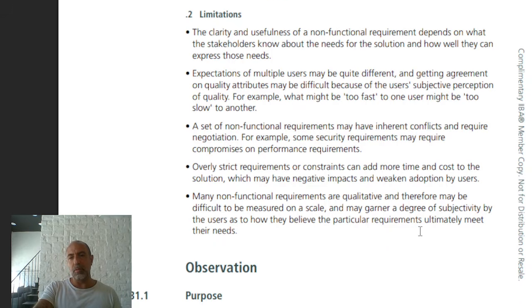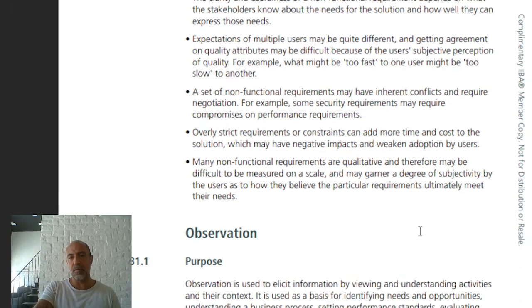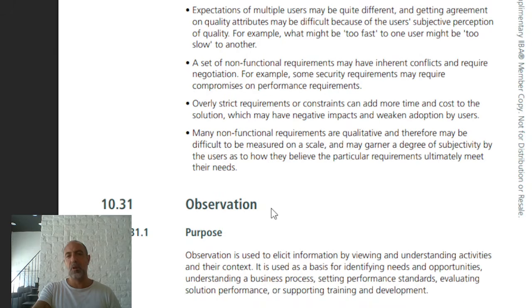A set of non-functional requirements may have inherent conflicts and require negotiation. For example, some security requirements may require compromises on performance requirements. It's true. Imagine you want to give people good service, but you also want to check every single person walking in to see if they have a gun on them or not. Then they have to spend 10 minutes in line before they enter your space, and you're trying to provide good service. So that messes with everything, right? They contradict. Overly strict requirements or constraints can add more time and cost to the solution, which may have negative impacts.